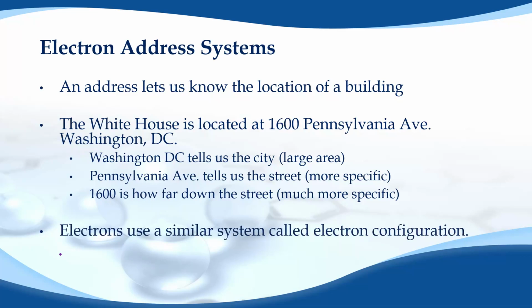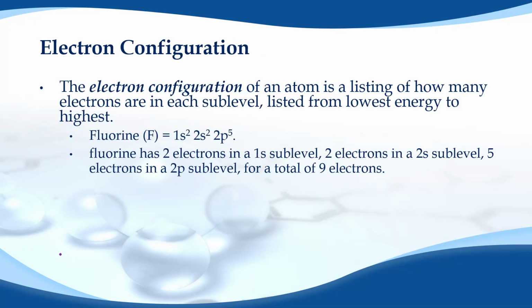The way that electrons do this is by using something called electron configuration, which is just a listing of how many electrons there are in each sublevel. You start at lowest energy, you go to highest energy. The number of electrons is always written as an exponent.